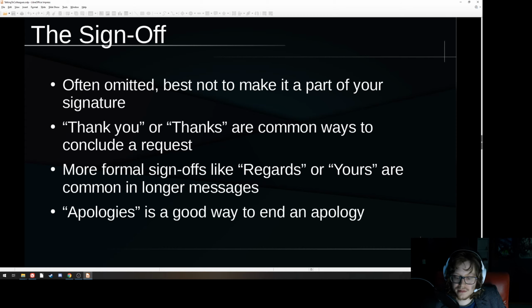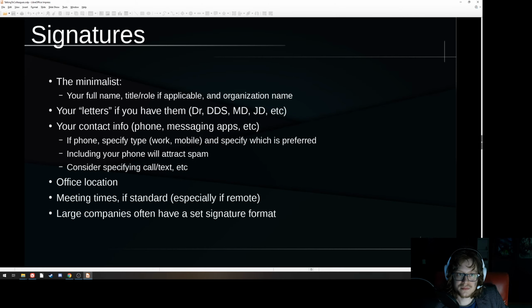And again, if you don't need it, just omit it. No one really cares if you say thanks or thank you or all that stuff at the end. I guess it matters to some people, but I think to the vast majority, nobody really cares.